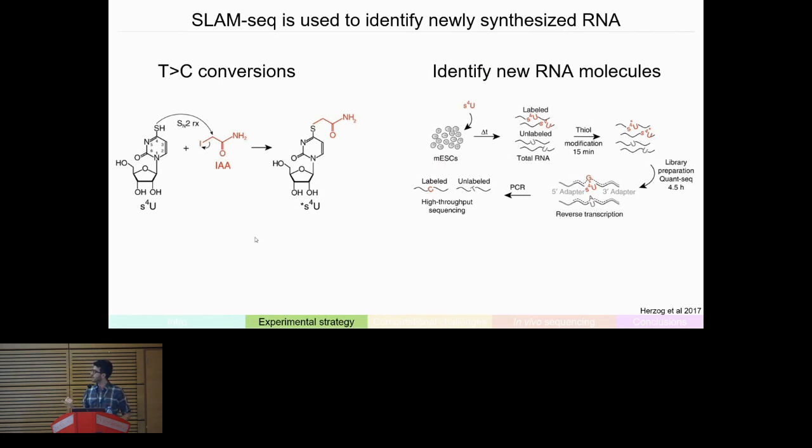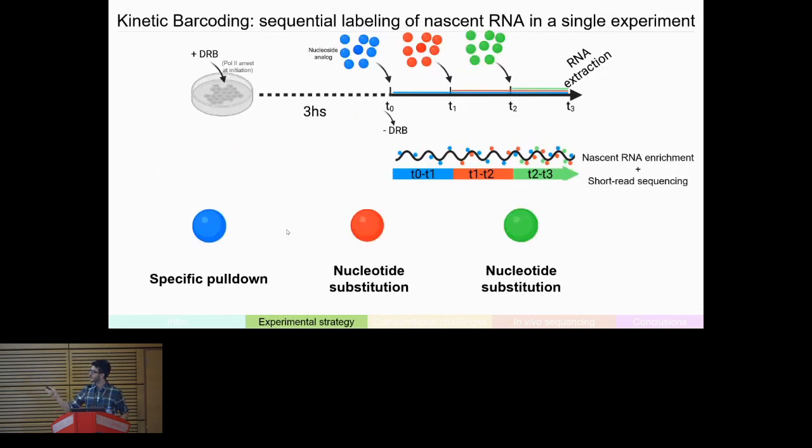So we got a lot of inspiration from this and other techniques to do something similar, where the three nucleotide analogs we're using have to have particular characteristics. The first one is something we need to be able to pull down from specifically. And then the other two, we should be able to induce a nucleotide substitution to identify them. But of course, to distinguish between them, that nucleotide substitution has to be different.